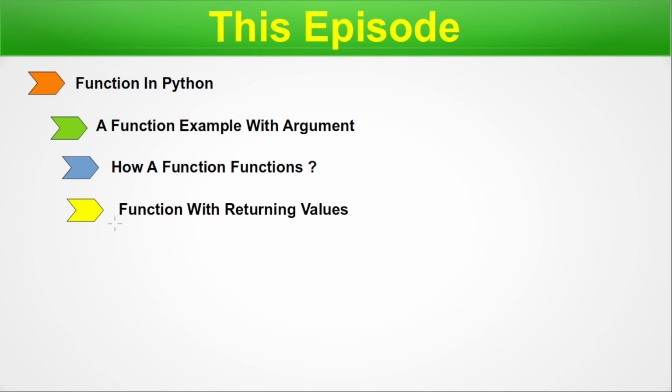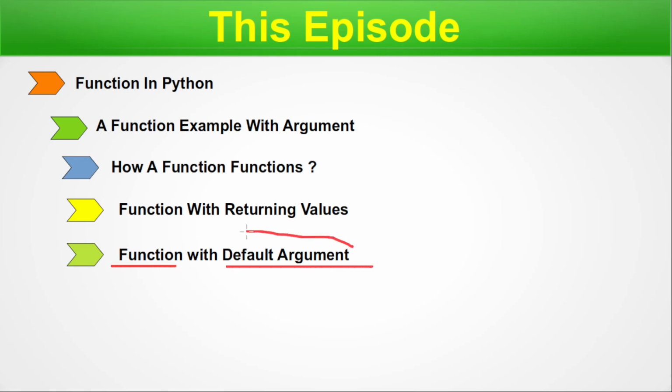Next, we will talk about the function with returning values. So this is very important. A function can return a value or may not return a value. Here we will talk about the function which is returning values. Next, we will exemplify a function with default argument. That means there should be some default value of the given arguments of the function.